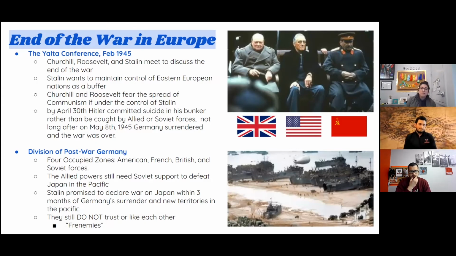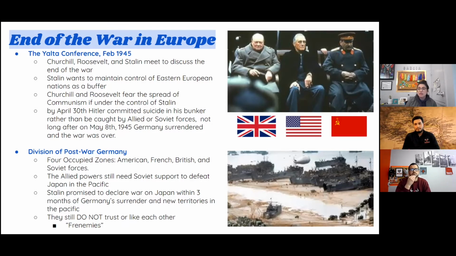Churchill and Roosevelt fear the spread of communism under the control of Stalin. So while it's a buffer for Stalin, it's also a buffer for the rest of the United States and the United Kingdom. By April 30th, Hitler had committed suicide in his bunker rather than be caught by the Allied or Soviet forces. Not long after, on May 8th of 1945, Germany surrendered and the war was over.